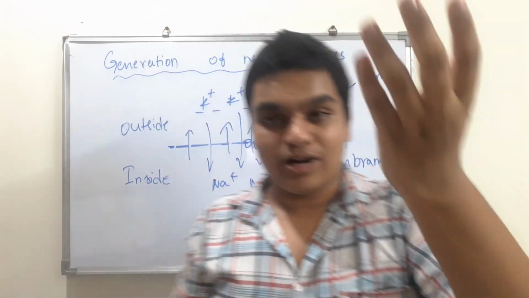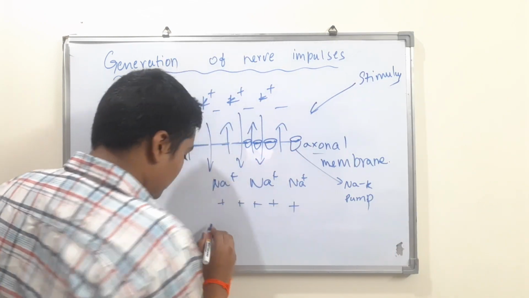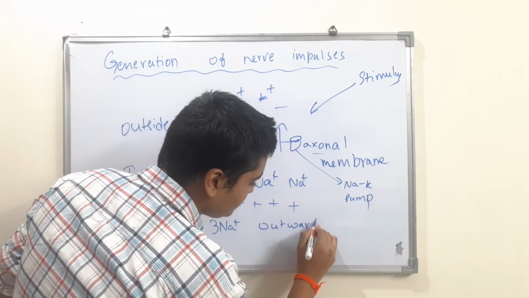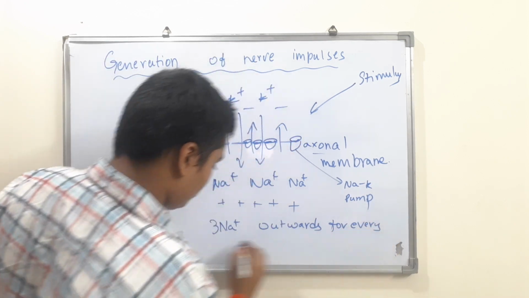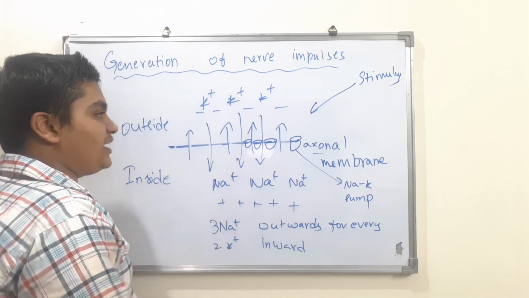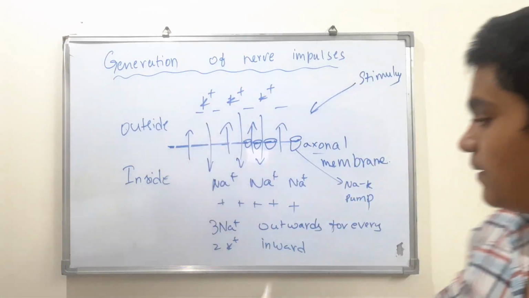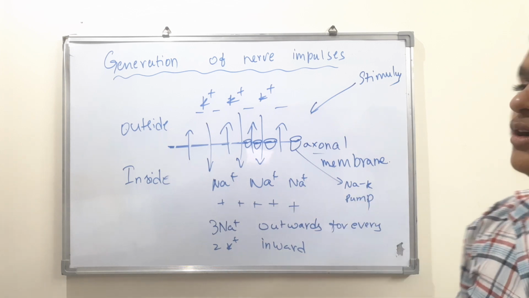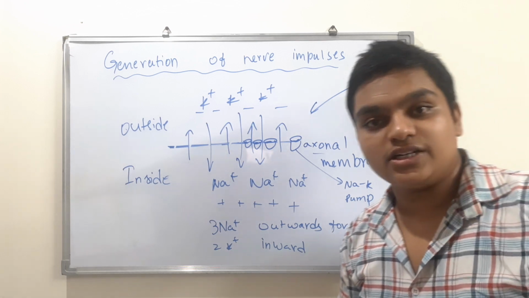In order to again polarize the membrane, what the sodium potassium pumps do is they actively transport 3 sodium ions outwards, and this is very important, for every 2 potassium ions inward. Now potassium should come in, negative charge should come in. So again the resting potential is maintained here.